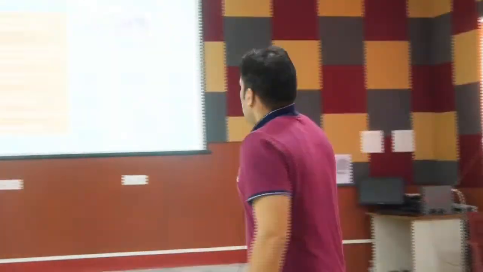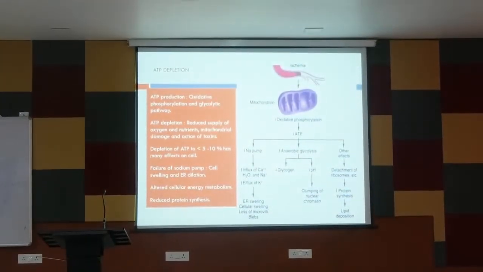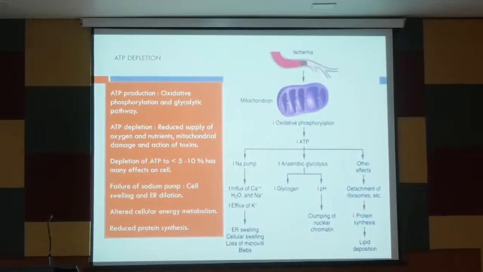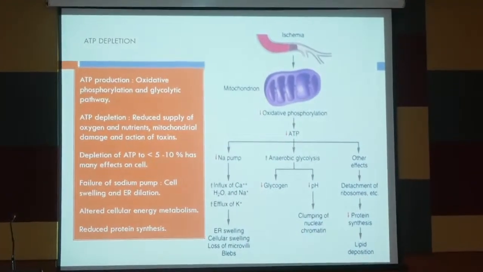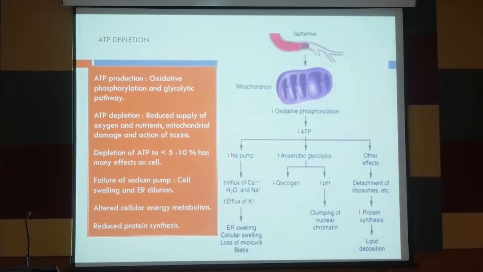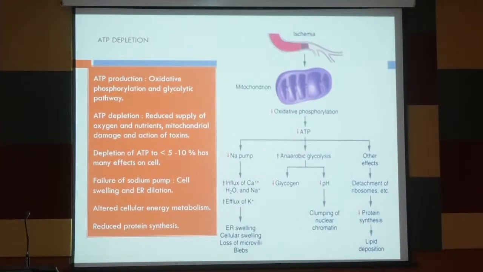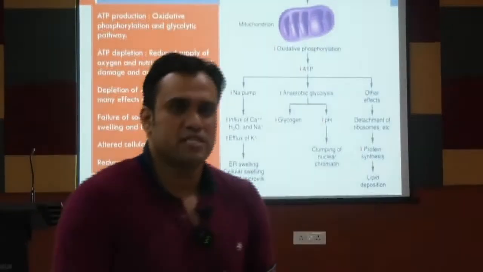Okay. Now coming to the first point, ATP depletion. So what is the most important mechanism of energy production in our body? Oxidative phosphorylation. Your knowledge is more than me because you're fresh from biochemistry. You should be teaching me rather than me teaching you. So your most important mechanism is OP, oxidative phosphorylation.